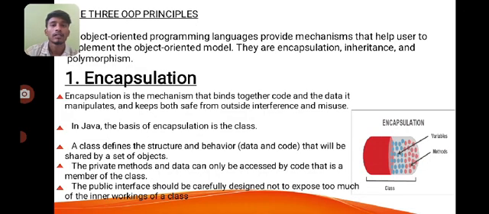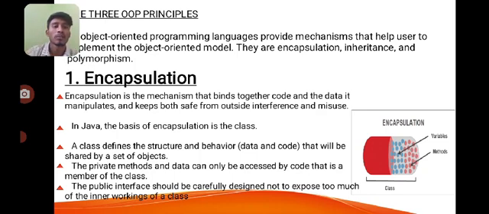The three object-oriented programming principles are: the object-oriented programming language provides the mechanisms that help the user follow the object-oriented model. They are encapsulation, inheritance, and polymorphism.